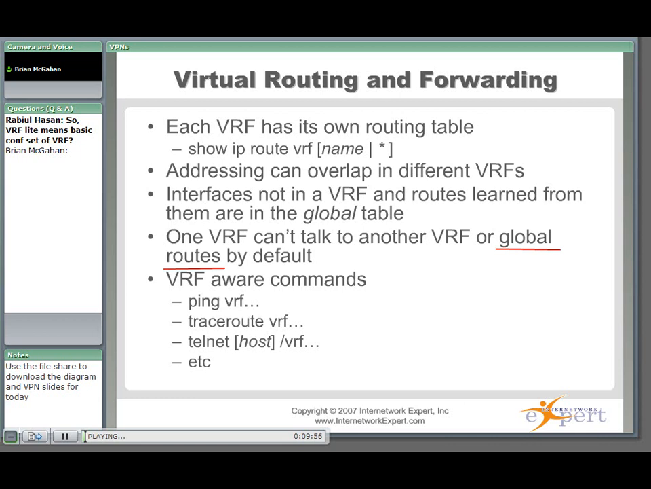The default behavior that we're going to see is that routes or hosts in one VRF are not going to be able to talk to devices in another VRF or in the global table. And that's how we're going to keep the traffic separate between the devices.